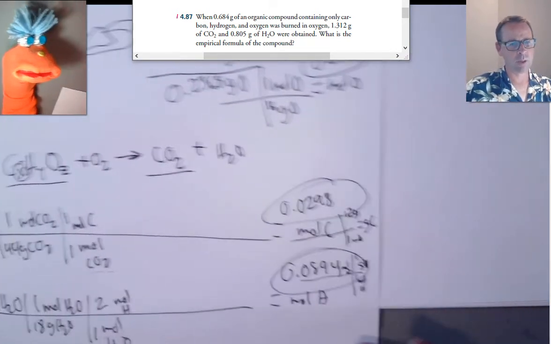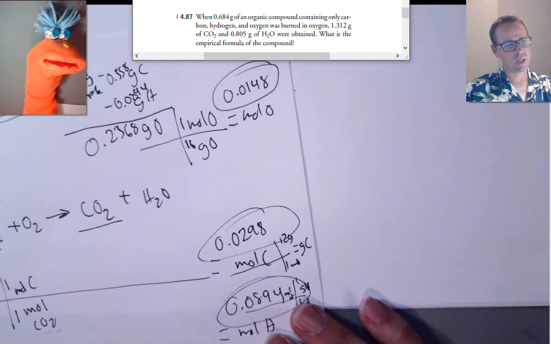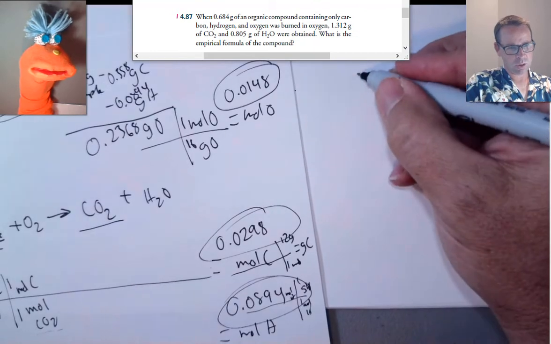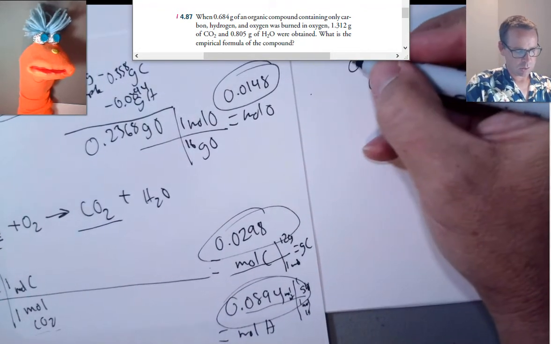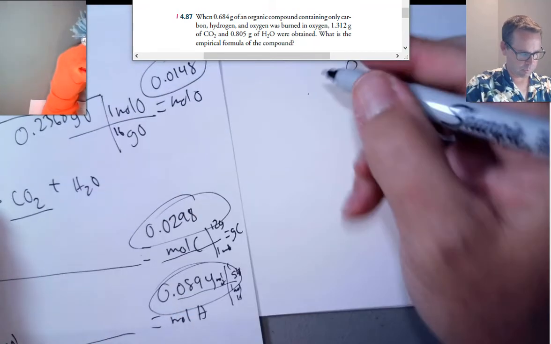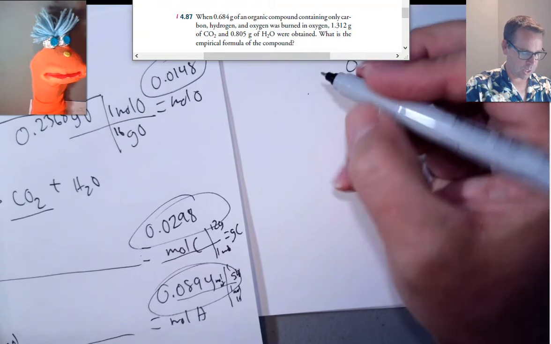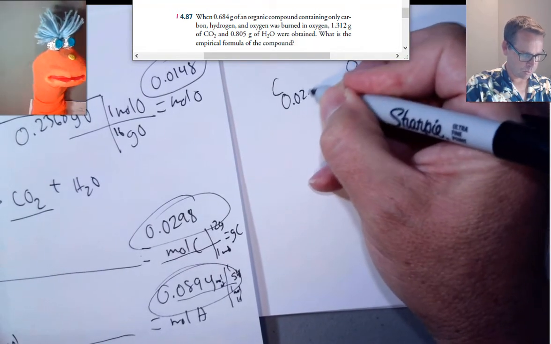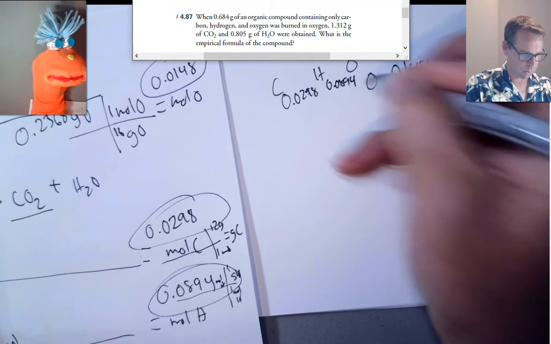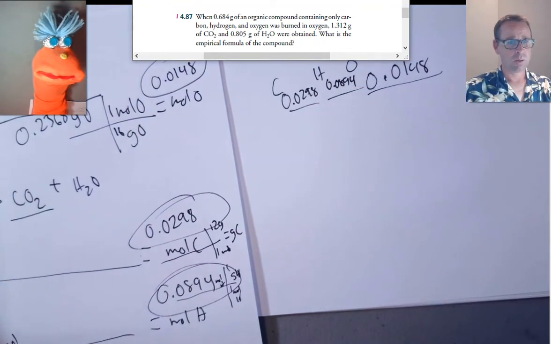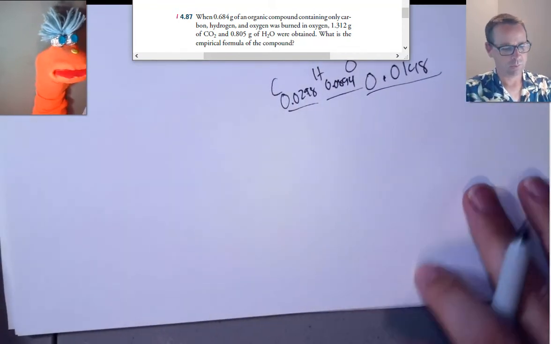There they are. What do I do with them? That's your X, Y, and Z, right? That's right. That's my X, Y, and Z. So I go 0.0148 on my oxygen, 0.0298 on my carbon, and hydrogen, 0.0894. Divide them all by what? The smallest, 0.0148. Very good.